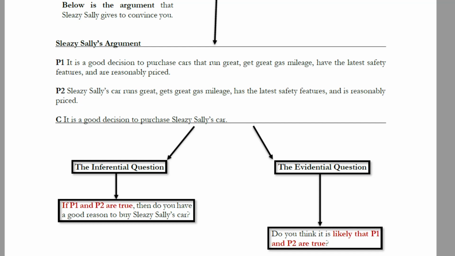So, what does this mean? When we ask the evidential question, we see that there is a serious problem with Sleazy Sally's argument. The underlying logical structure of the argument is fine. We already saw that previously when we asked the inferential question. The argument makes a good inference, but the evidence it uses is poor. Specifically, one of the crucial premises of the argument is false. Therefore, the argument Sleazy Sally makes here is not a good one.